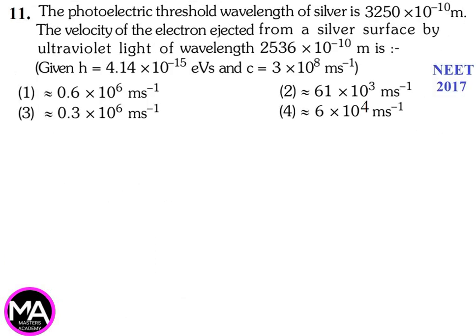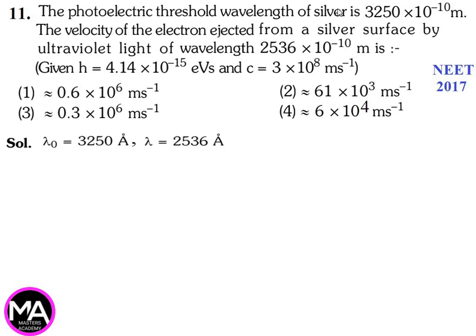Next problem. The photoelectric threshold wavelength of silver is 3250 into 10 to the power of minus 10 meter. The velocity of the electron ejected from a silver surface by ultraviolet light of wavelength 2536 into 10 raised to minus 10 meter is... They have given the value of h as well as c. 4 options are given. Solution.